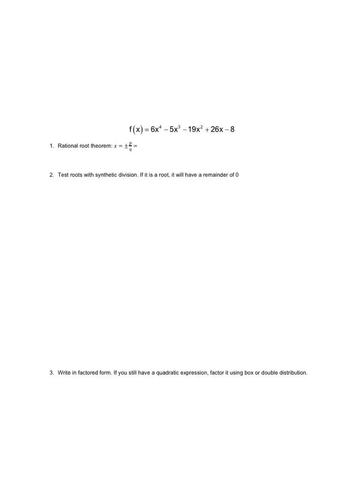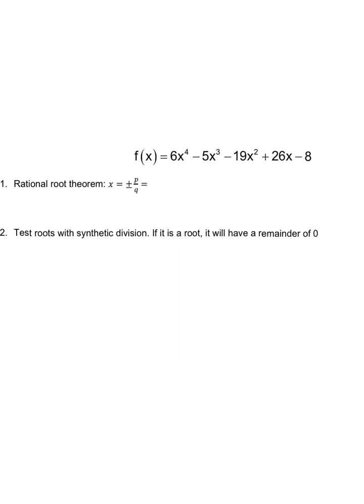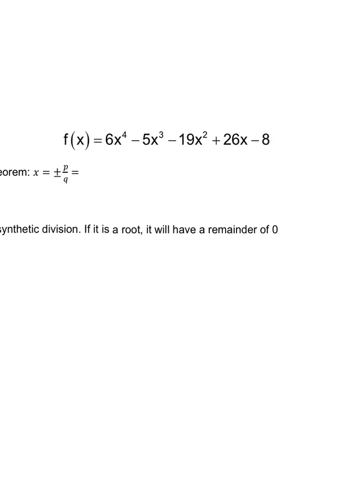Okay, then this next one, first thing, we're going to use the rational root theorem, and we're going to generate our list of roots. So negative 8 is P, and 6 is Q. It doesn't matter what sign is in front of the number because you already have a plus minus sign in the formula that takes care of everything.